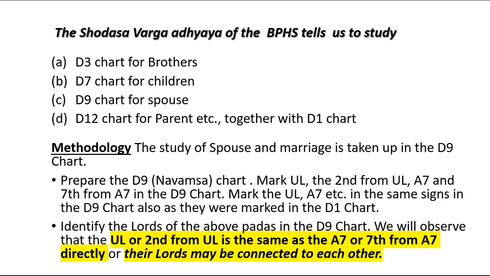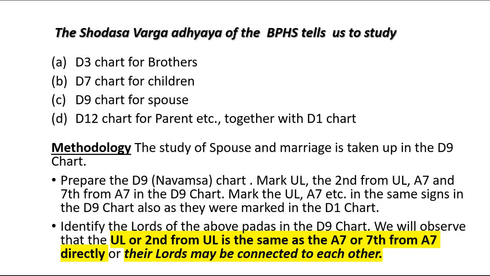In Bruhat Parashara Hora Shastra, the Shodasa Varga Adhyaya tells us to study D3 for brothers, D7 for children, D9 for spouse, D12 for parents, etc. All this has to be studied along with the D1 chart. Now let us study how to use Upapada.